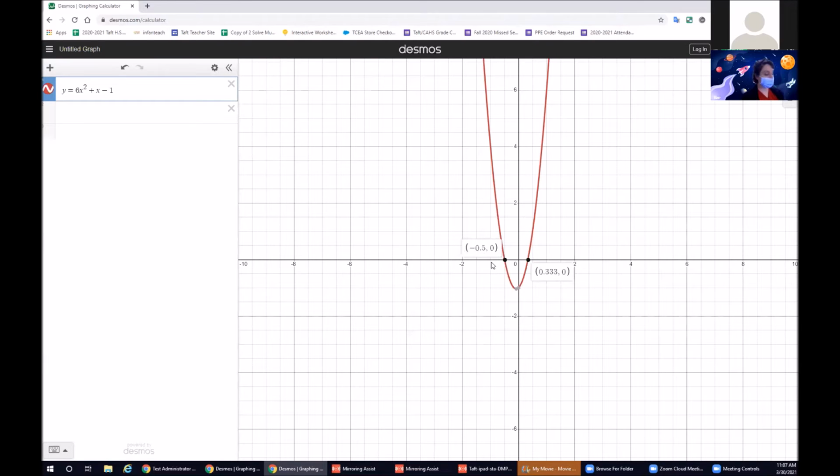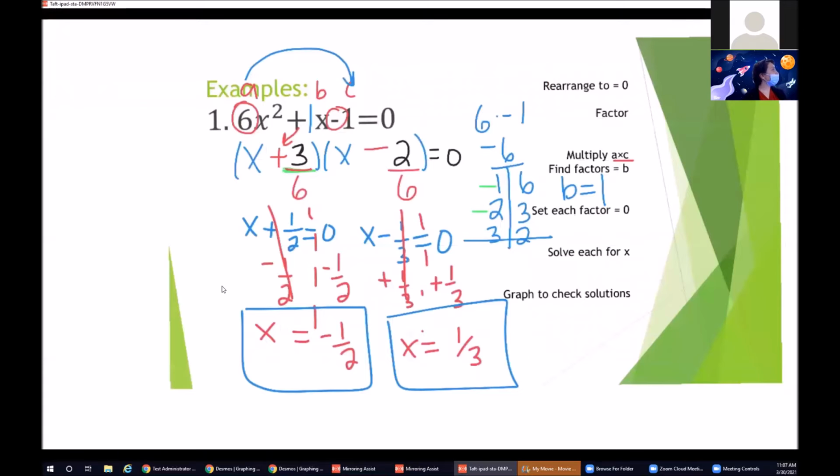-0.5. Is that the same thing as -1/2? Oh, yeah. And then if we look at 0.333, is that the same thing as 1/3? Yes, right? So we did it correctly. Okay. Any questions on this first example? So factor, then set equal to 0 and solve.